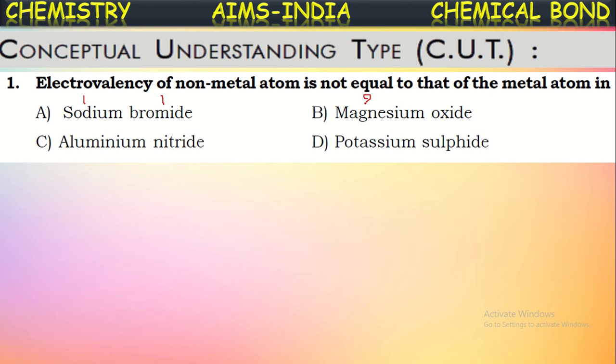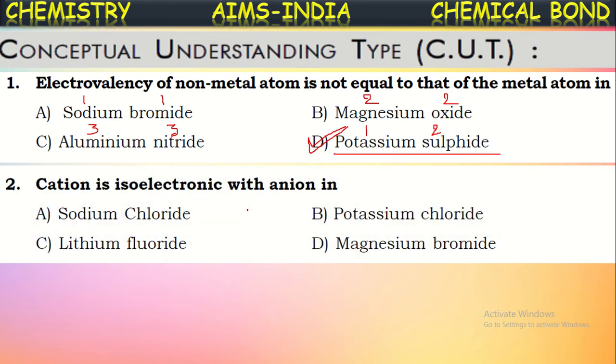If we see magnesium, it is 2, and for oxygen, it is also 2. For aluminium, we know it is 3, and for nitrogen or nitride ion also, the electrovalency is 3. For potassium, the electrovalency is 1 because it belongs to first A group. For sulfide ion, it is 2. Now, if you observe in this, metal ion and non-metallic ion, sulfide ion, both are having different electrovalencies. So, this will be the correct answer. Okay, next one.